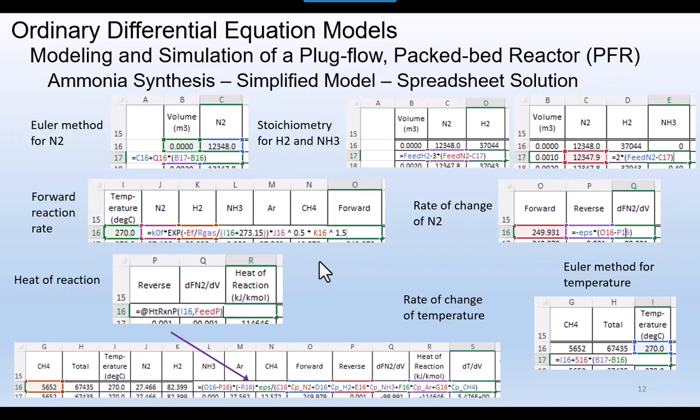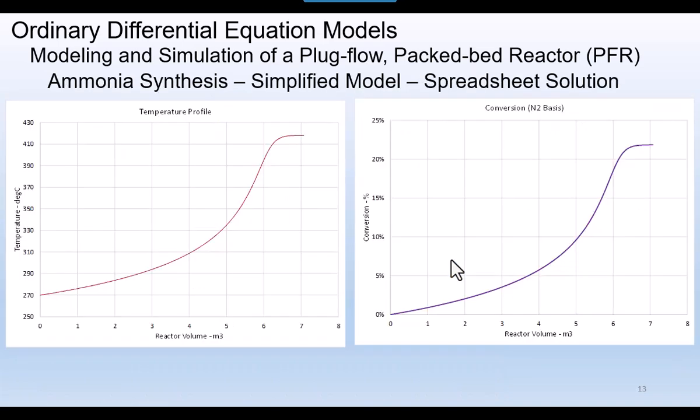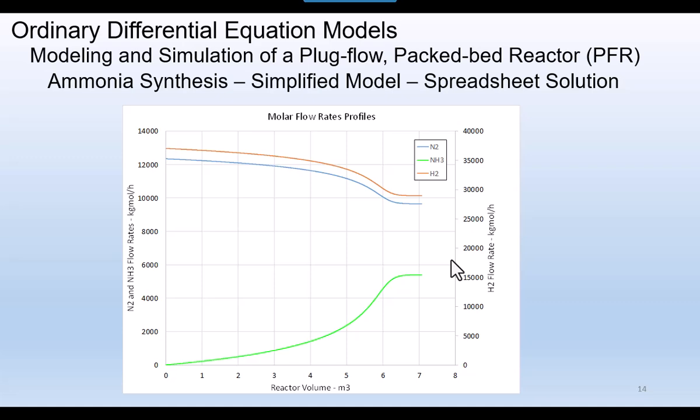And this slide shows some of the individual cells and how they're put together with the Euler method, and then the stoichiometry, the forward reaction rate, the rate of change of nitrogen, all right, flow, and then how we get the heat of reaction, and we have the Euler method being applied for integrating the temperature. And these are the charts, okay? So that's what that looks like.